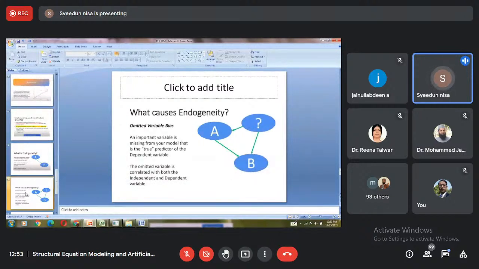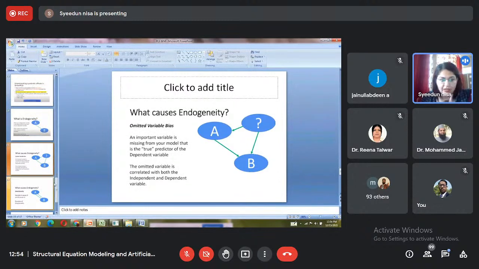So what causes endogeneity? Maybe some omitted variable. Is an important variable missing from your model, that is the true predictor of the dependent variable? Okay, so basically when there is a variable missing from your model which actually was supposed to define your dependent variable, but it is missing from your model, and you are measuring a model by putting some independent variables which are not able to measure it completely. So if some other variables are missing from your model, then it will also cause the problem of endogeneity. The omitted variable is correlated with both the independent and dependent variable. So it may be that the omitted variable is affecting the independent variable and also the dependent variable. Okay, so that is the problem of endogeneity.